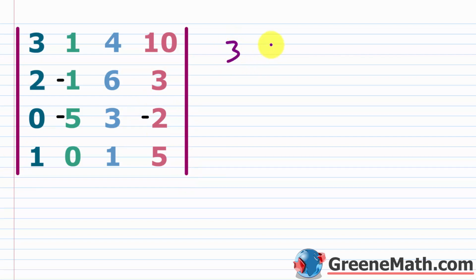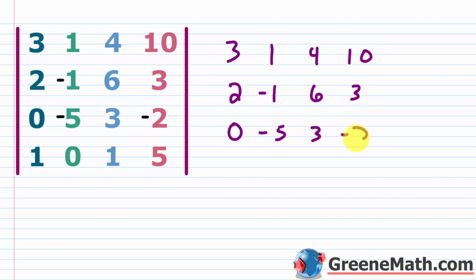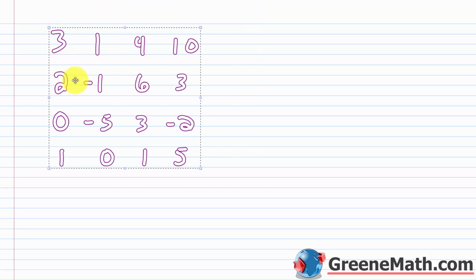So we have 3, 1, 4, and 10. We have 2, negative 1, 6, and 3. We have 0, negative 5, 3, and negative 2. We have 1, 0, 1, and 5. Okay, so let me copy everything here, and let's go to this fresh sheet, and we'll have plenty of room.